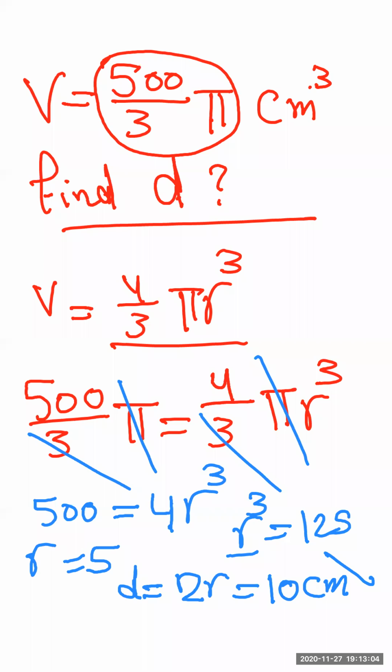500 divided by 4 equals 125, right? Yes, because we divided both sides by 4. Then the diameter equals, okay, now it's clear. Next question.